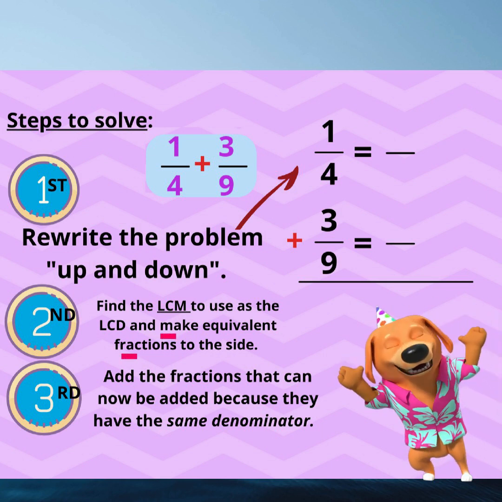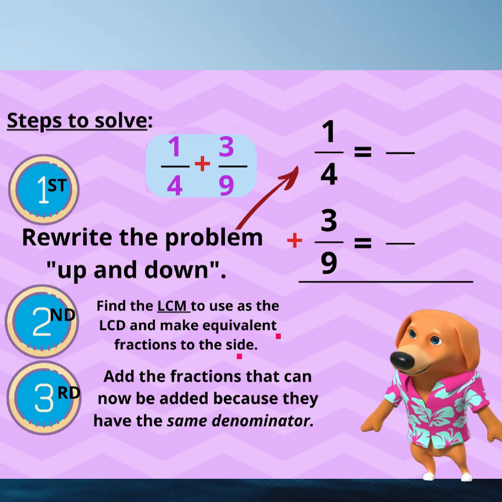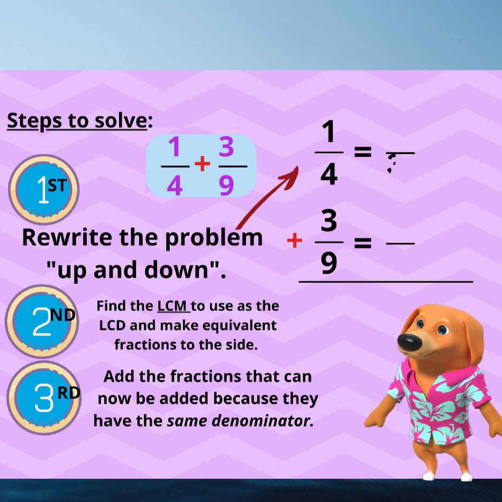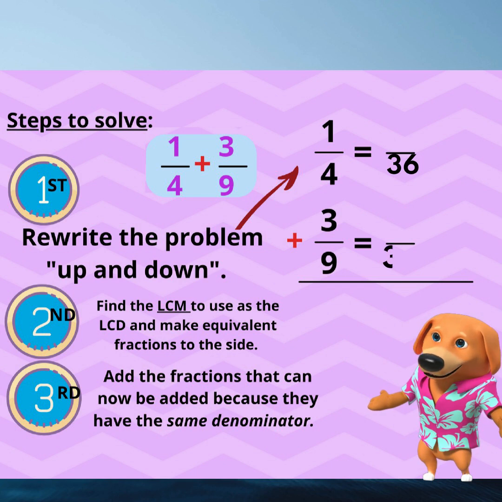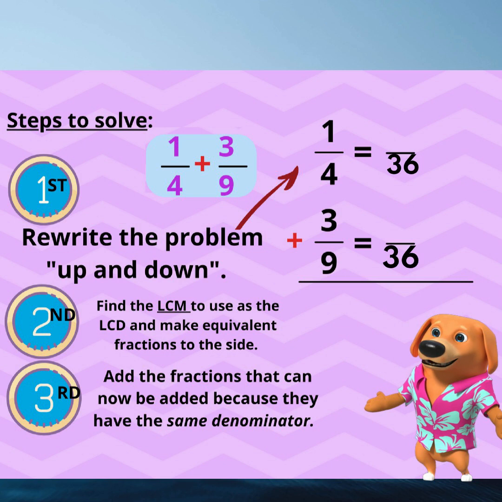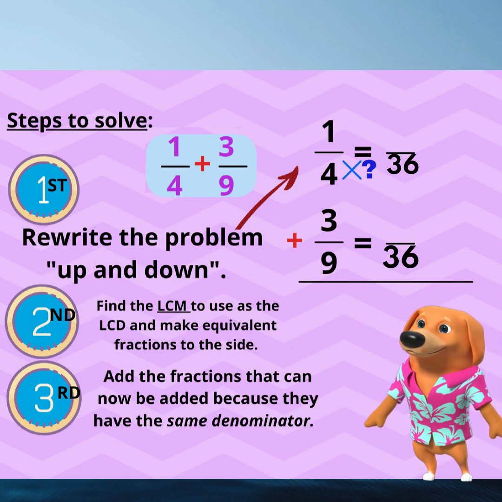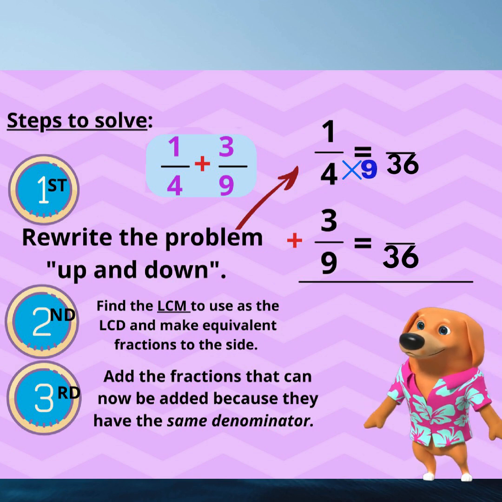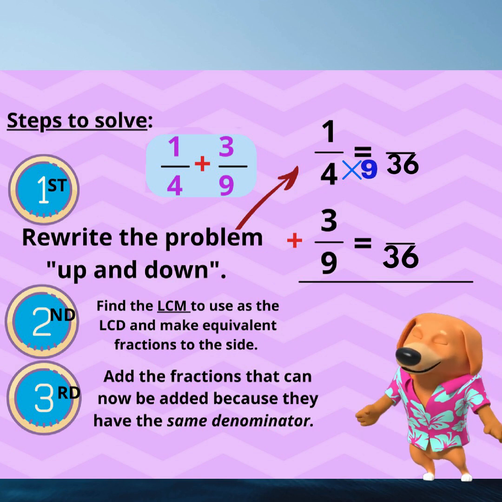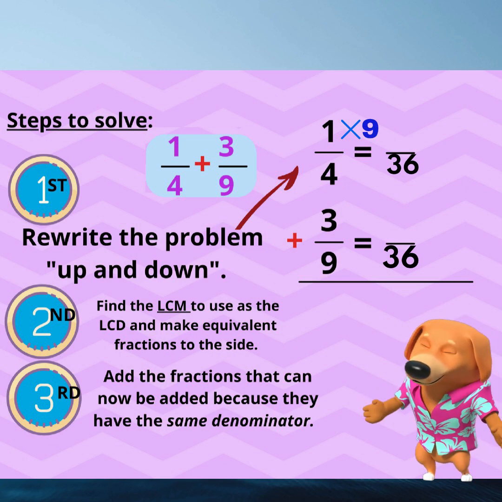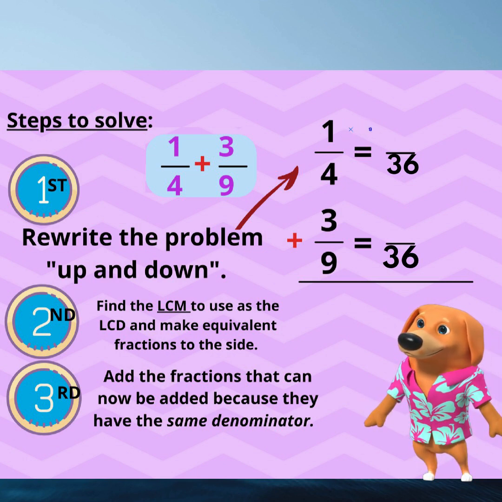Now it is time to make equivalent fractions to the side so we can solve. We found 36 as the LCM, so both fractions need to be changed into equivalent fractions with 36 as the denominator. Let's start with 1/4. What times 4 is 36? Or 36 divided by 4? The answer is 9. Now you multiply the numerator by 9. Remember, whatever you do to the bottom you do to the top. You will get 9 because 1 times 9 is still 9.